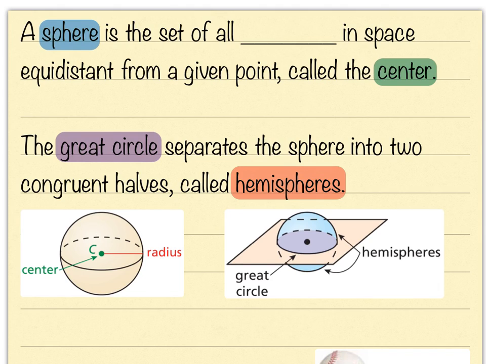Hey guys, this is section 8.4, surface area of spheres, and we've talked about prisms and cylinders, pyramids and cones. Our last shape that we'll talk about is the sphere. So a sphere is the set of all points in space equidistant, which means the same distance, from a given point called the center.